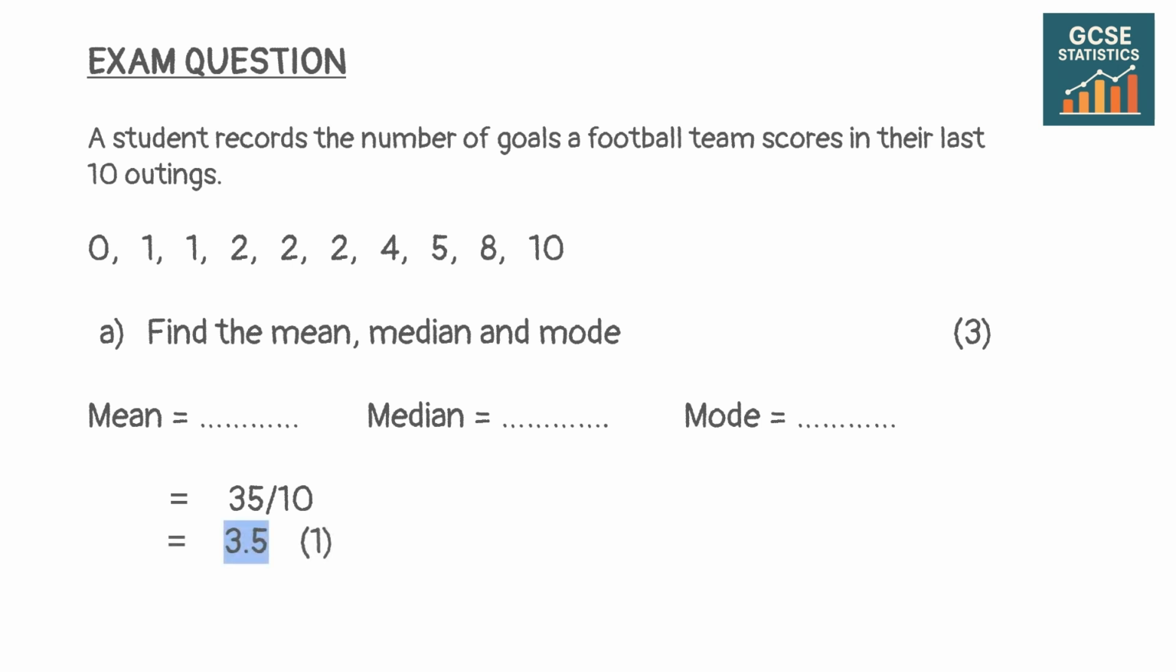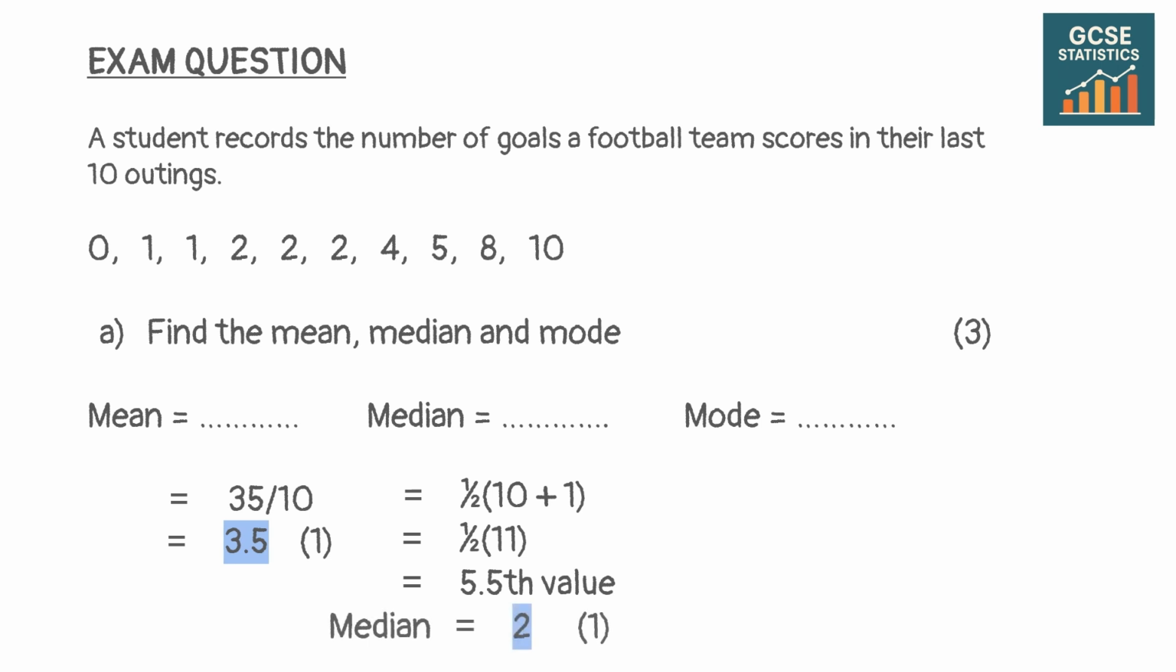For the median, we can use the formula and plug the numbers in. So we get half of 10 plus 1, which gives us the 5.5th value. Now, we don't have to do much work here, as the 5th and 6th values are both 2. So naturally, the 5.5th value would also be 2. The mode, being the value that we see the most, is 2 goals. Not much more is needed to be said here.